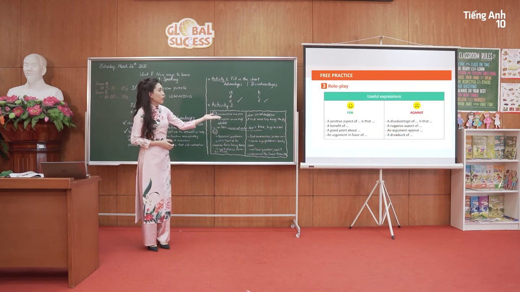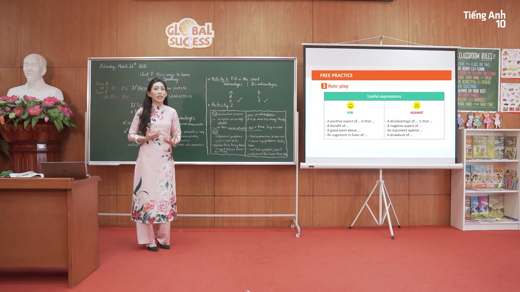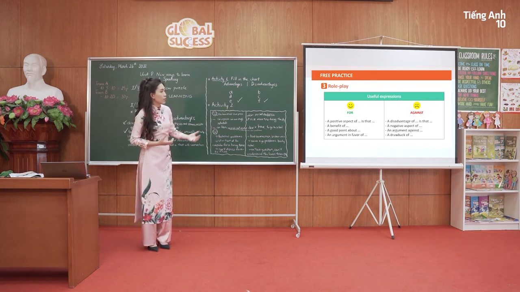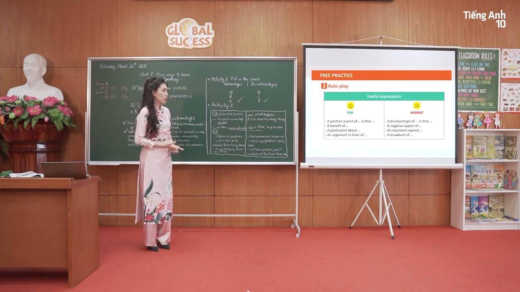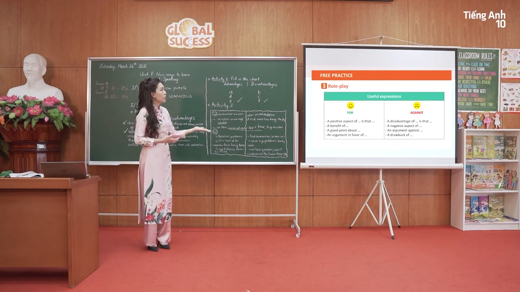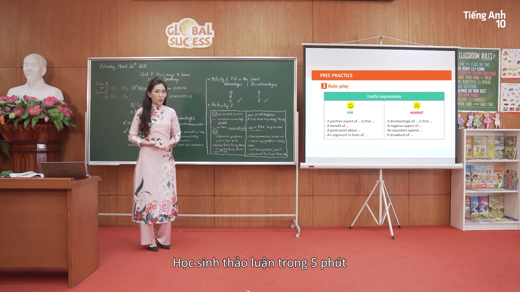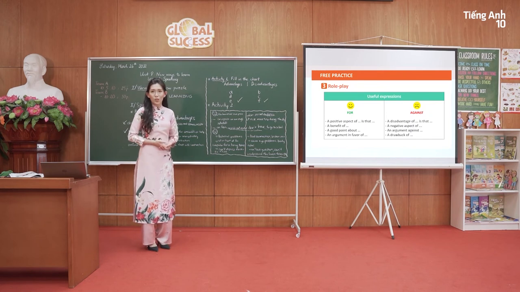During the talk show, you should use these useful expressions. For the advantages of online learning, you can say a positive aspect of online learning is, or a benefit of online learning is. And if you are against online learning, you can use expressions like a disadvantage of online learning is that, a negative aspect of online learning is, or an argument against online learning is. Use these useful expressions for your opinions. I will give you 5 minutes to discuss with your friend, and you will come here and we'll do the talk show. Are you clear? Yes. Okay, let's start now.